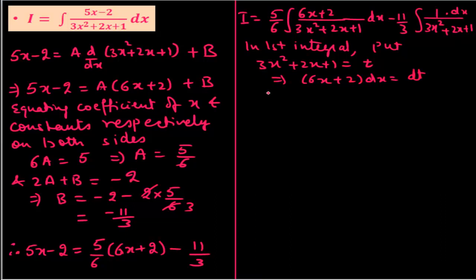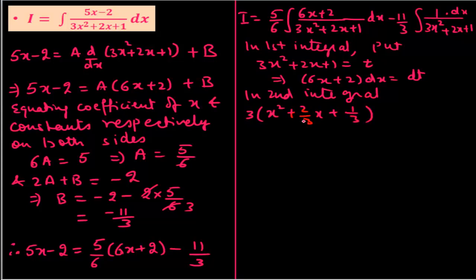In the second integral also we will do some work. Look at the denominator. Let us convert it into 2 perfect square. So you can see coefficient of x square is not 1. So we have to make it 1. So what we will do, we will take 3 common and the polynomial becomes x square plus 2 by 3x and then plus 1 by 3. Now convert this into 2 perfect square. So 3 times it will be x square plus 2 by 3x.